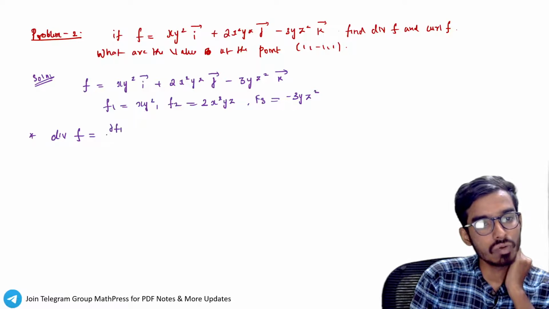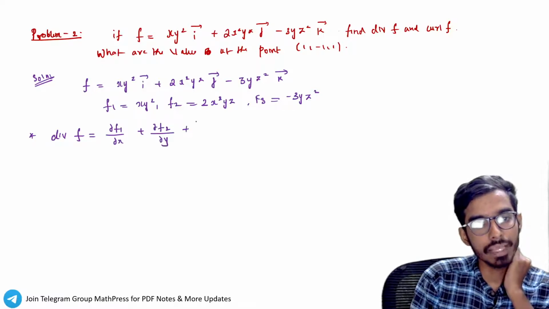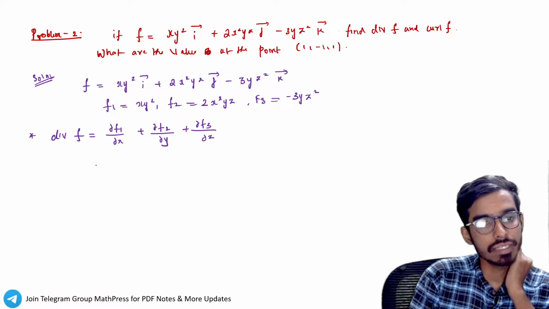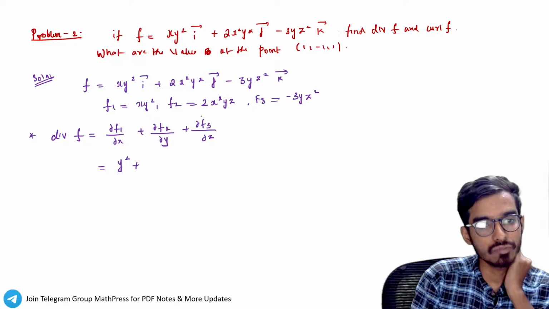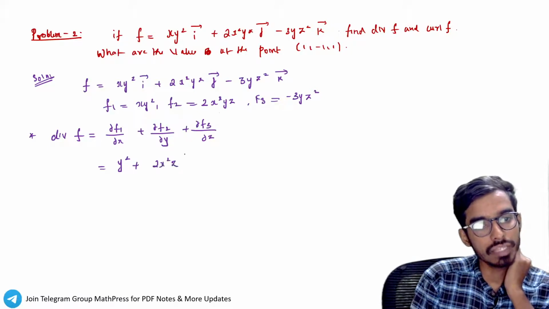So it will be ∂f1/∂x plus ∂f2/∂y plus ∂f3/∂z. Differentiate this with respect to x, so it will be y square; with respect to y, this will be 2x square z; with respect to z, it will be 2z. So that means it will be 6yz, right? Now we need to find this at the point (1, -1, 1).